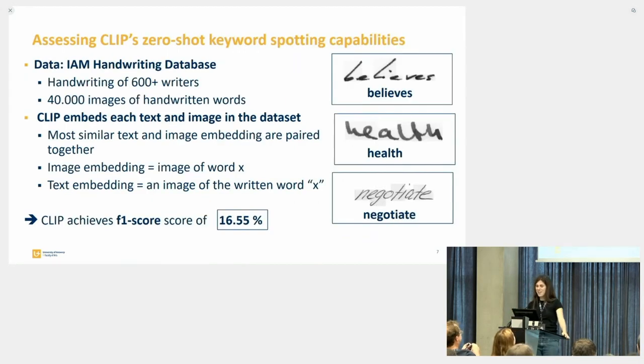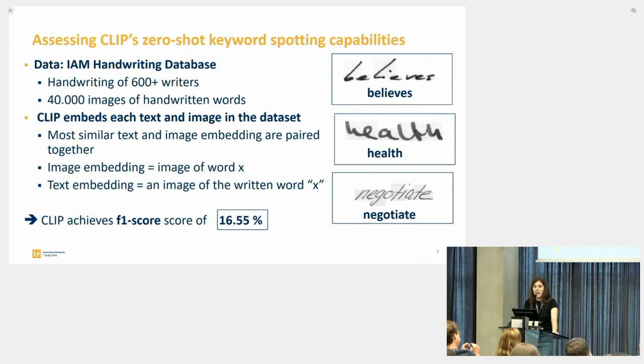So I assessed CLIP's ability to perform zero-shot keyword spotting. I did this using the IAM dataset. The dataset contains handwriting of over 600 different authors. So it makes a good case study for us in the humanities because a lot of manuscripts contain a lot of different handwritings. I used a bit over 40,000 different images.